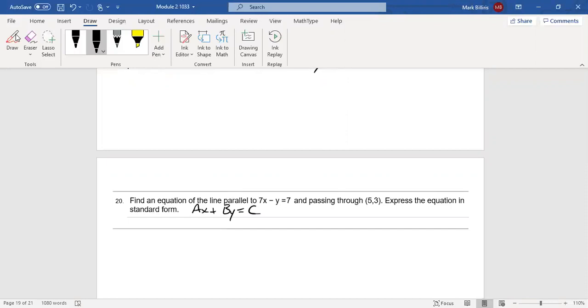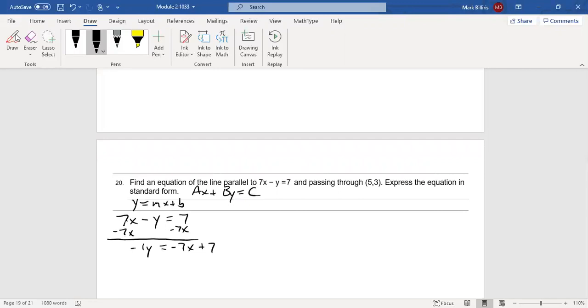It doesn't give us 2 points, nor does it tell us what the slope is, but it gives us a line. And it says the line is 7x minus y equals 7. So to find the slope, remember you have to put it into slope-intercept form. So we're going to start by moving the 7x to the other side of the equal sign by taking its opposite. So this gives me negative 1y equals negative 7x plus 7.